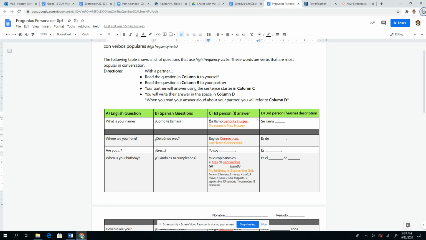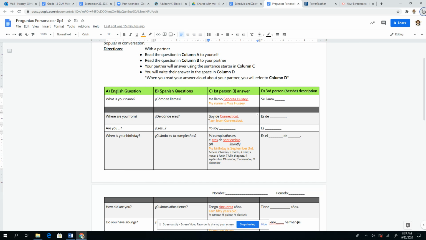Okay, so the first one for my name is Miss Hussey is Me llamo Señorita Hussey. So whatever your name is, you would just insert after here. The next one, when you're talking about where you're from, I wrote, I'm from Connecticut. When you have a word written in English, you can just say it the same way as you would in English, or you can say it with an accent. So I would say, soy de Connecticut.